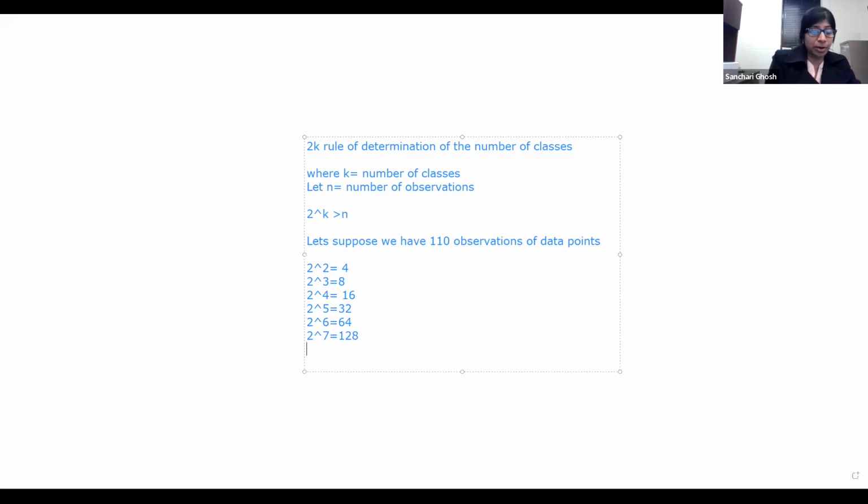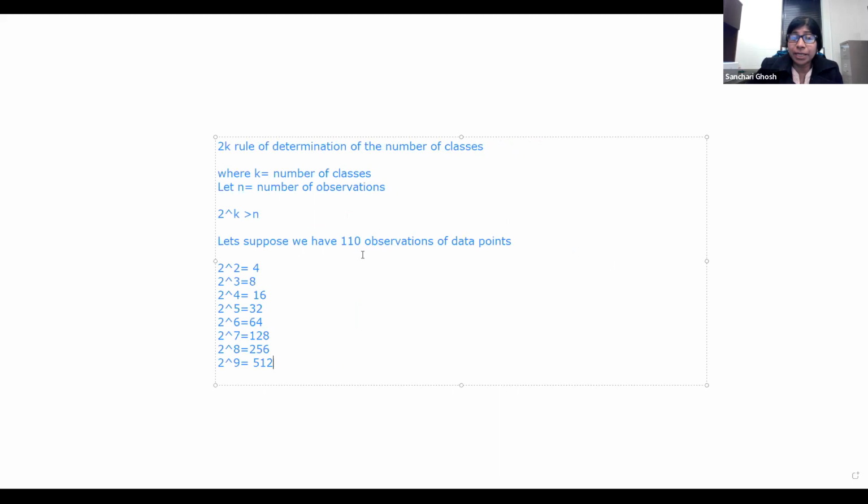I will show you 2 to the power 8. 2 to the power 9. We may not need 9 classes, thankfully. The 256 times 2, that's 512, I guess. So I stop here. We can pick out 7 classes here. Why? Because that's the rule we are following here. K is the number of classes, ladies and gentlemen. We have 110 observations. N equals 110.